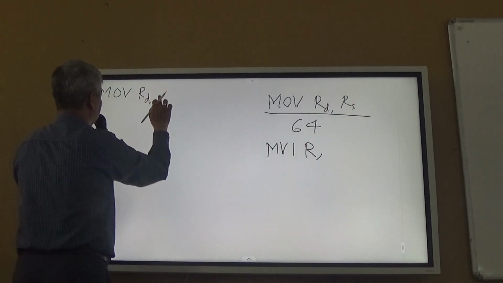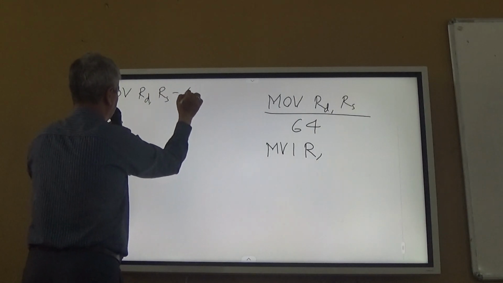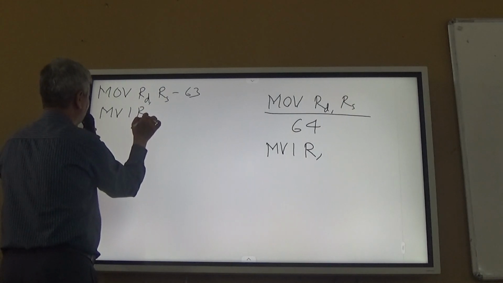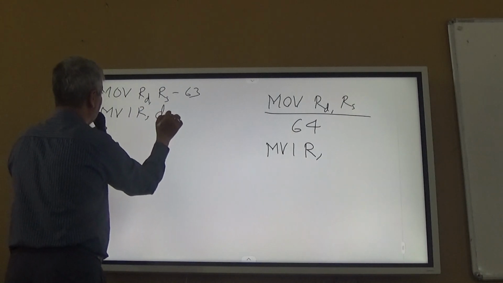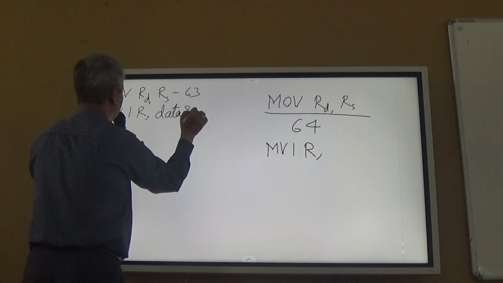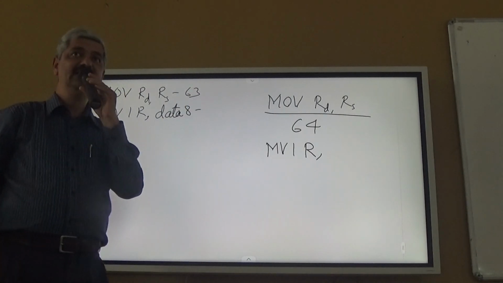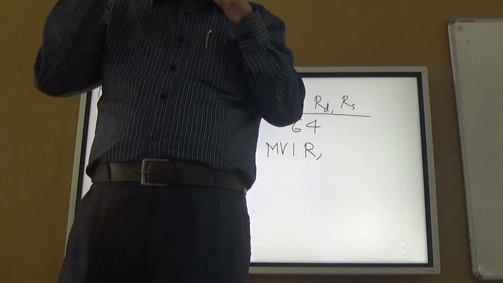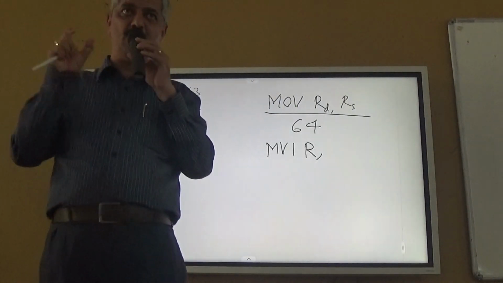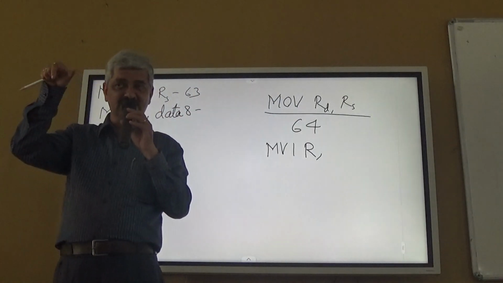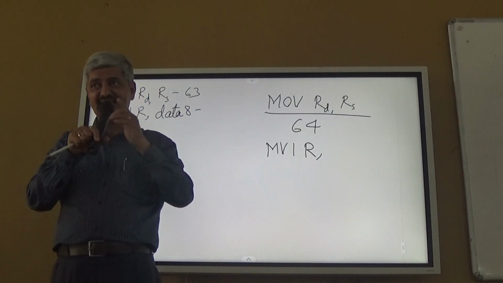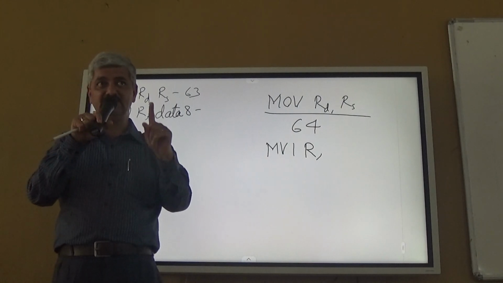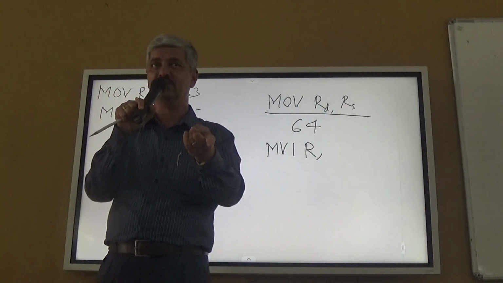How many such instructions are there? 63. Then MVI R, and now I put a comma and say data 8. What does it mean? The 2 byte instruction, there are 8 such instructions. The first byte, that is the opcode, tells the destination for data, and the next byte itself is the data source. Therefore, it is called immediate addressing mode.